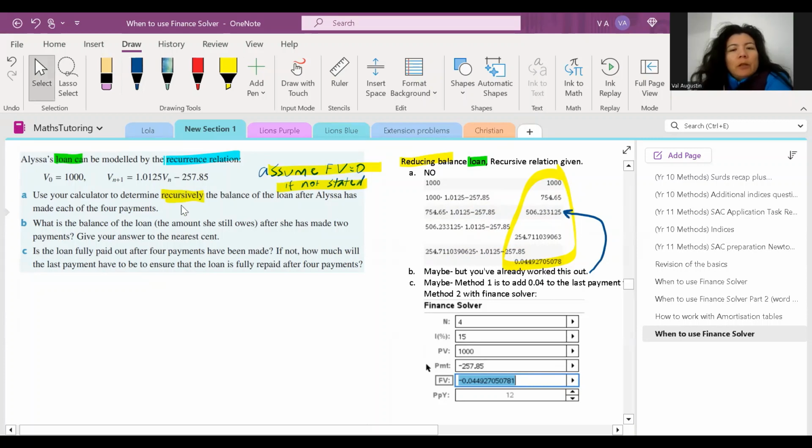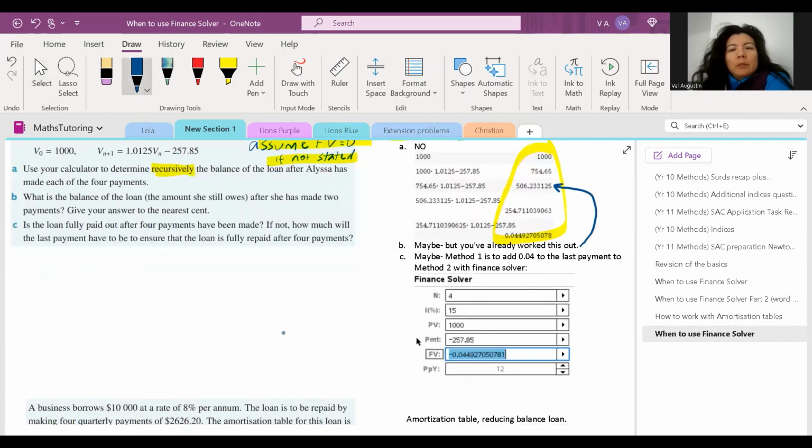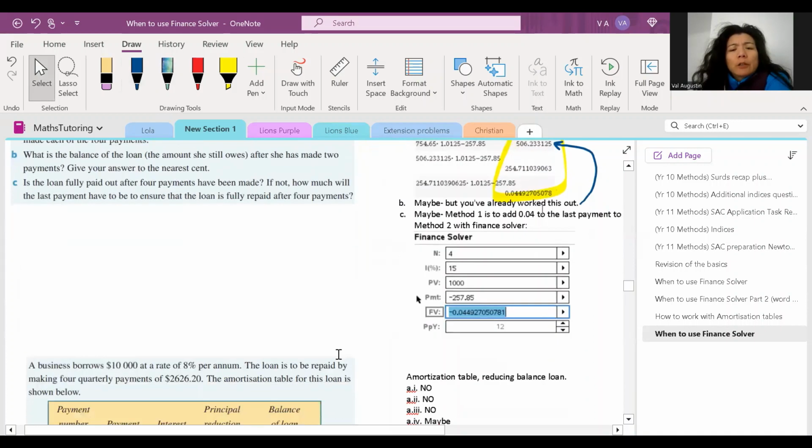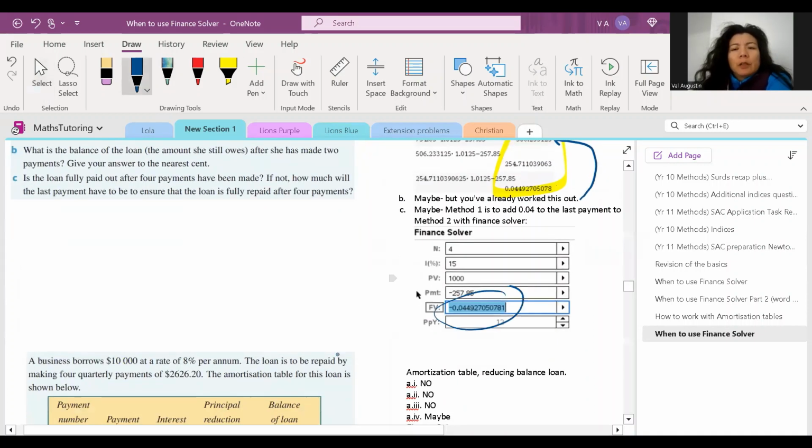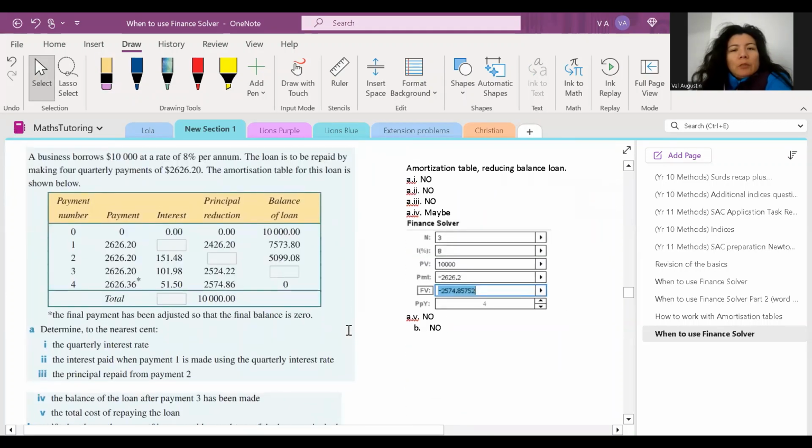Is the loan fully paid up? It is a maybe. You could actually use this number here, or if you use Finance Solver, you have this process here as well. With an amortization table, most of the time it's not going to be helpful, but Finance Solver will help you for any balance which is in the balance of the loan, which is why we choose a maybe possibility. There are probably lots of videos where you can find how to work with amortization tables, so I'll leave that with you.